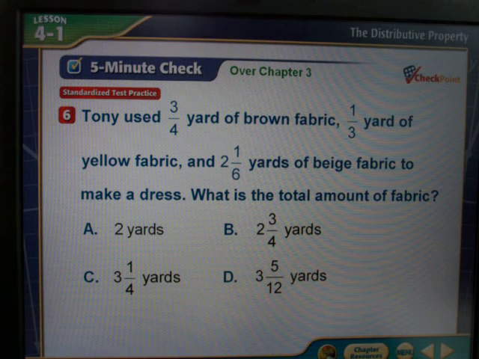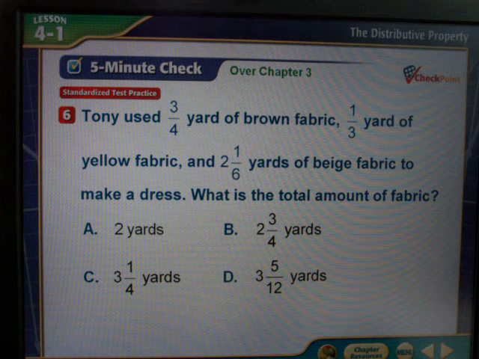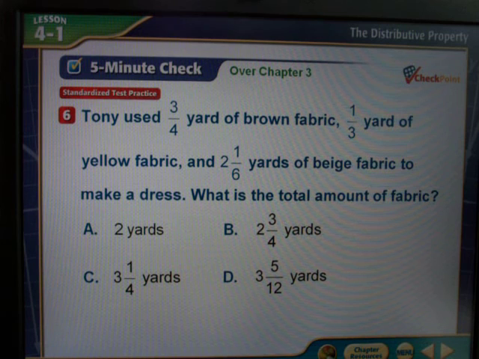Now Tony used 3/4 yard of brown fabric, 1/3 yard of yellow fabric, and 2 1/6 yards of beige fabric to make a dress. What is the total amount of fabric? Now make sure that you're adding 3 fractions with unlike denominators, so you're going to want to convert them so that they all have the same denominator. Is it A, 2 yards, B, 2 3/4 yards, C, 3 1/4 yards, and D is 3 5/12 yards? And your answer is?